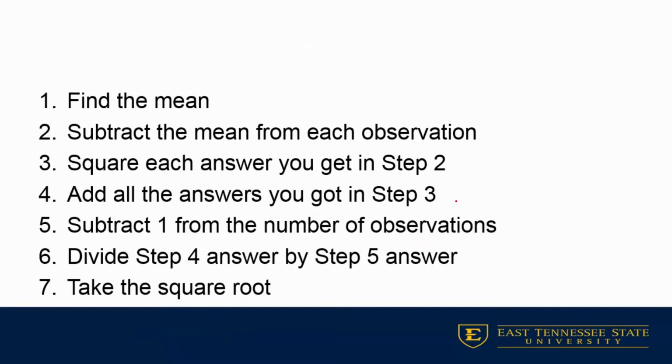I put this out into steps for you. Start by finding the mean. That's x bar. Subtract the mean from each observation. Take x, each and every x, and minus x bar. Next, take each x minus x bar and square those. Take all the answers you got in step 3 and add them together. That's summing it all up.